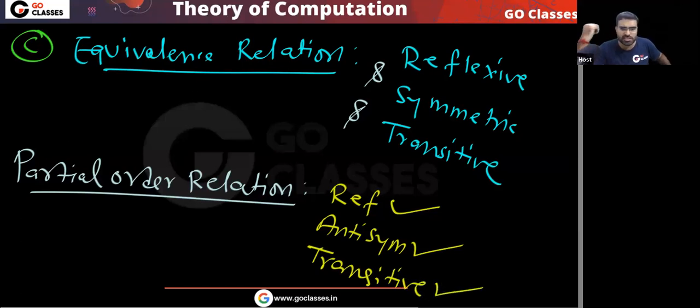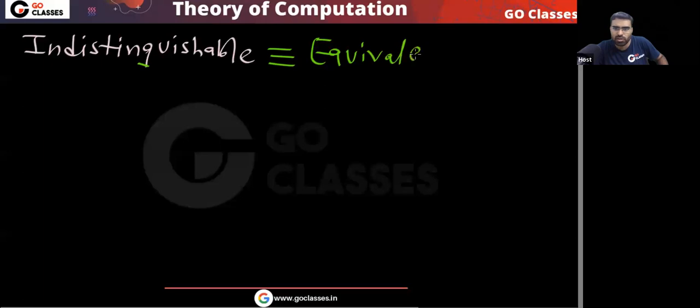So the question is asking about this indistinguishable relation. Indistinguishable means equivalent. This is a complicated, confusing word, right? So you can just simply call it equivalent.